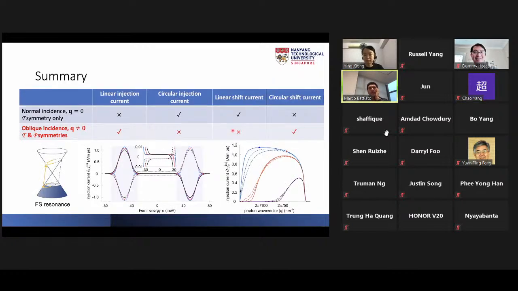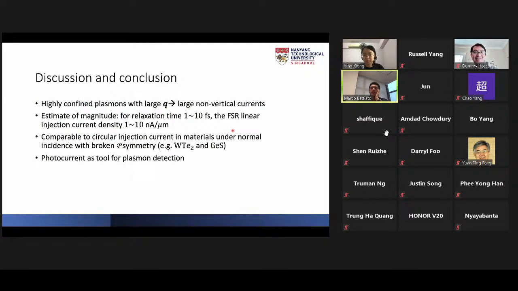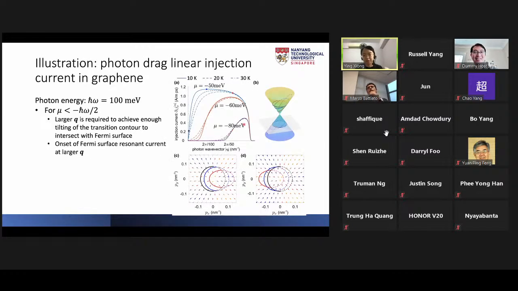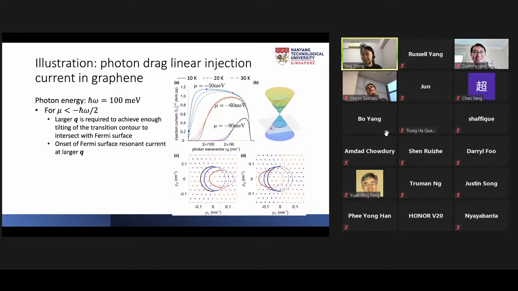Okay, maybe I can ask a question. Is there a range of values where you could reasonably observe this effect at room temperature? Yes, we predict that we can have some current at room temperature for very large Q in graphene, but the magnitude will be small, will be quenched because of the finite temperature effect. But we predict that it's still observable even at room temperature.